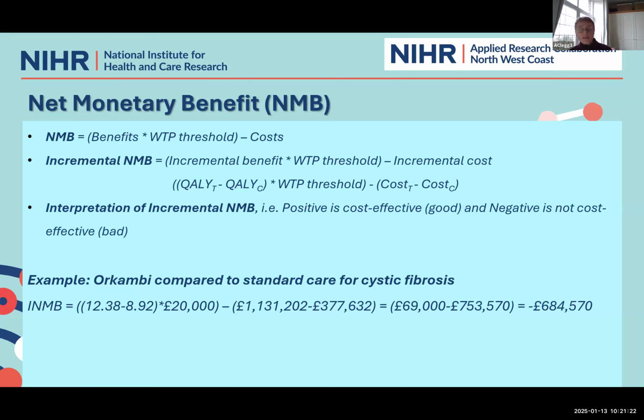And you interpret it such that a positive suggests that it's probably cost effective, and a negative would suggest that it's not cost effective. Going back to the Orkambi example, you can see there that in working that out, it comes with a negative value of £684,000. So that would suggest it's not a cost effective use, and therefore any interpretation of whether to actually approve it would have to be on other factors associated with it.